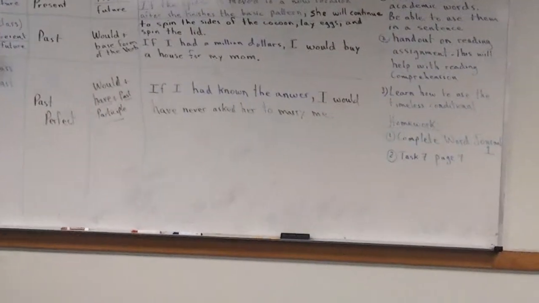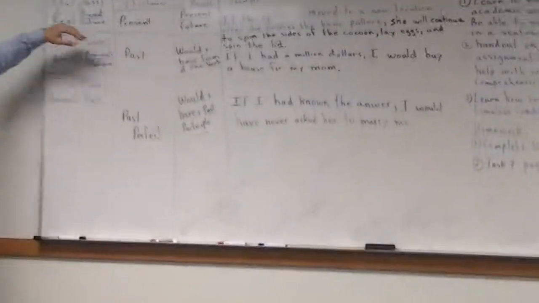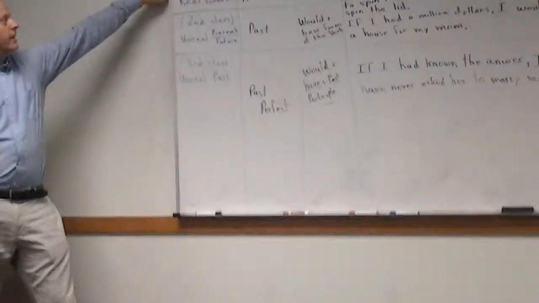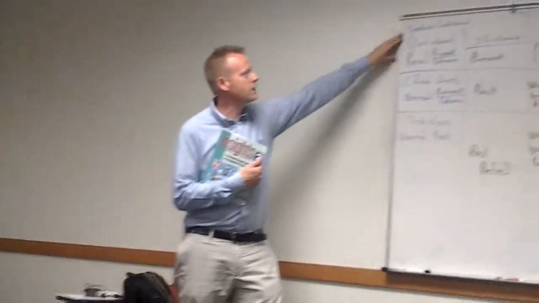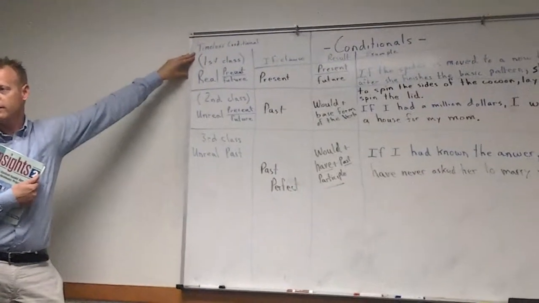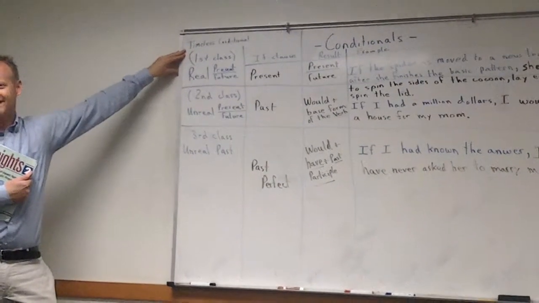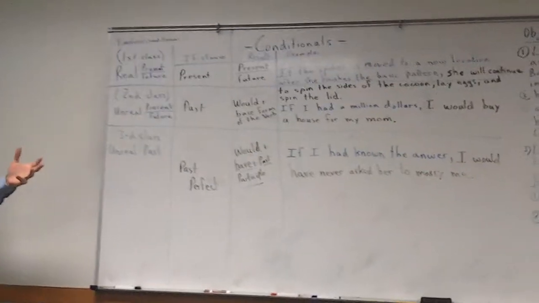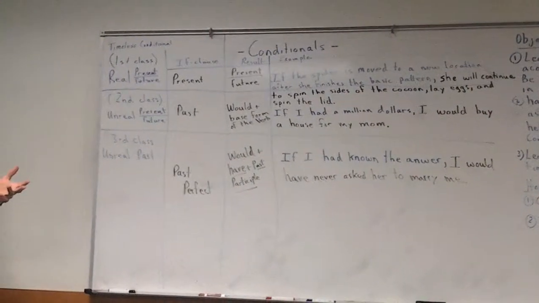So again, we're talking about conditionals. Let's take each one and go across, okay? So you have a first-class condition. In the book that we're using, it's also called a timeless conditional because the condition is real and it creates something that's true all the time, in a sense, okay?